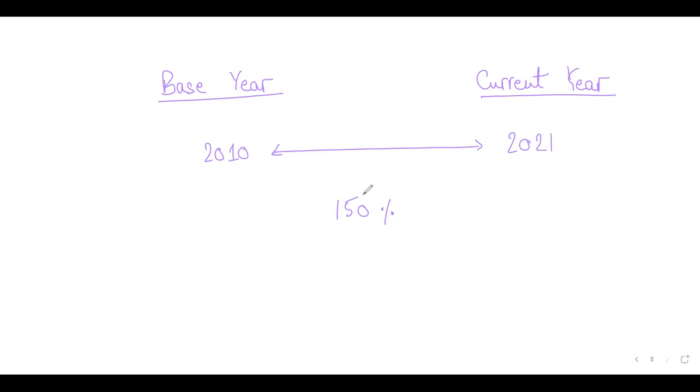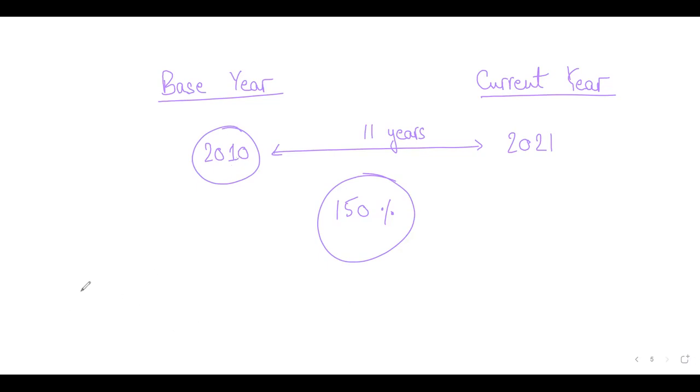So base year is the year that you're keeping as a benchmark, from where you will compare the change, right? So if the base year, let's say in any calculation, is 2010, and the current year, as we know, let's say 2021 has just passed. So if I say that during these 11 years, there has been 150% increase in prices, right?